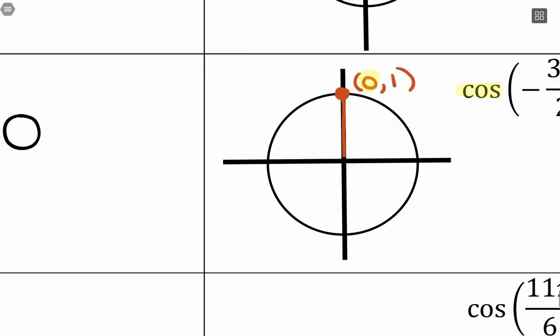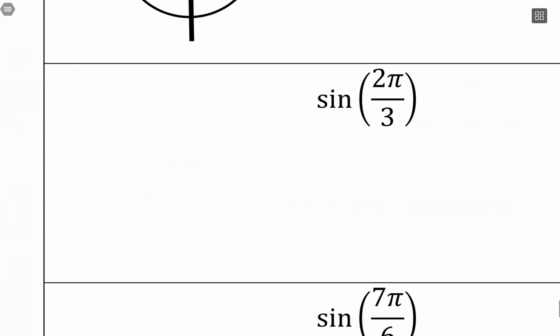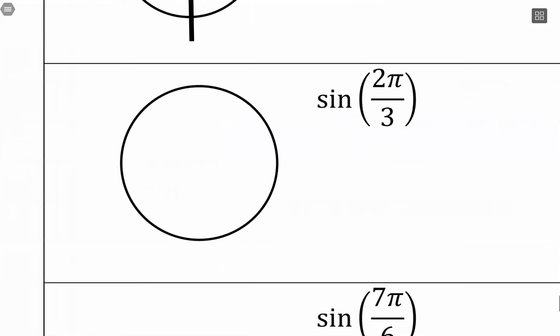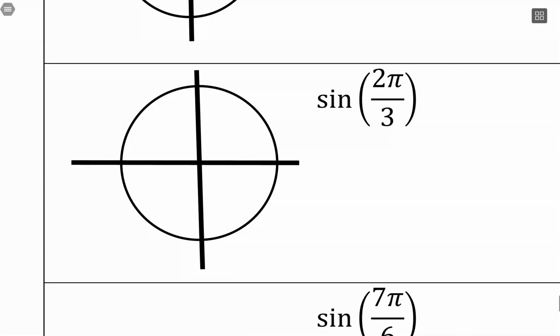All right, now we're going to jump into the trickier ones, but I'll show you how to do these. So I'm going to draw a sketch of my unit circle. All right, sine of 2 pi over 3. So what I do is I look at the denominator. So with that denominator of 3, I'm thinking about the thirds, which divide up our circle like this.